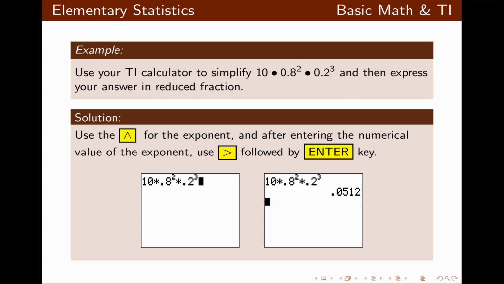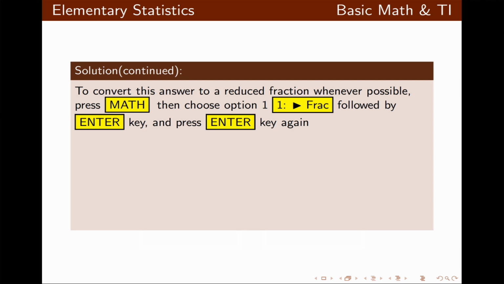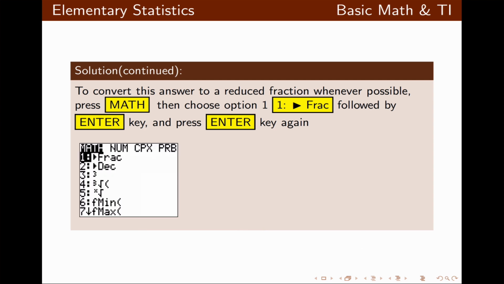Now to convert this answer to a reduced fraction, we're going to press the math key, which is on the left side of the calculator, and then choose option 1 on the default menu, and then hit enter twice. So you're going to press math. On the default menu, you're going to press 1.